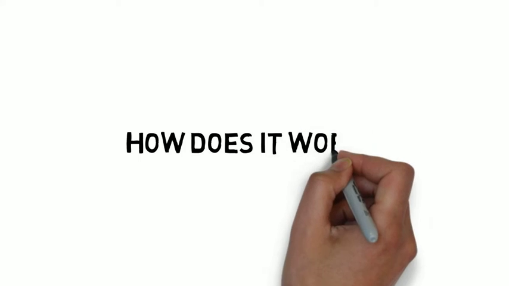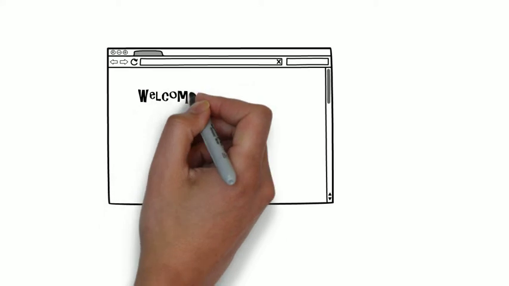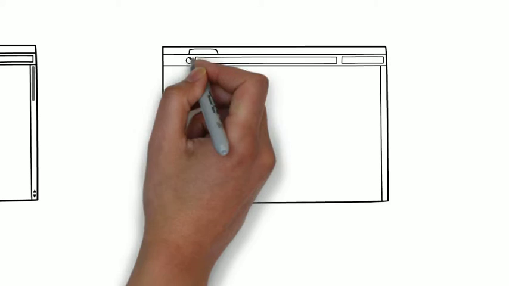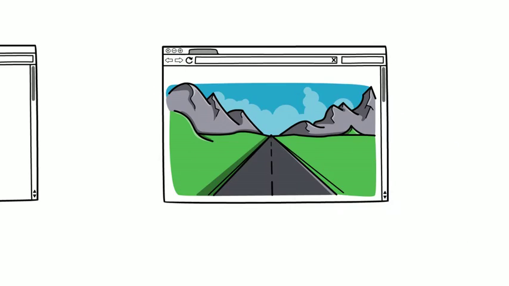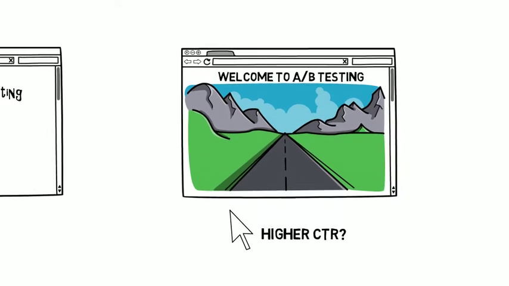So how does it work? Imagine your website uses a white background with an unusual font for the text, which results in a 3% CTR or click-through rate. However, you feel that a scenic background along with a more minimalistic font will result in a higher CTR. To examine this, an A/B testing tool is used.